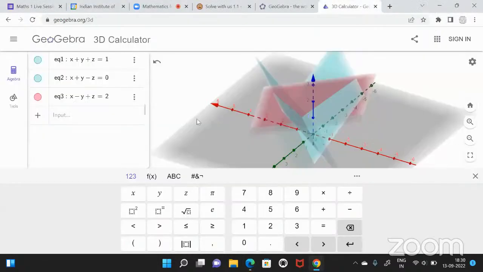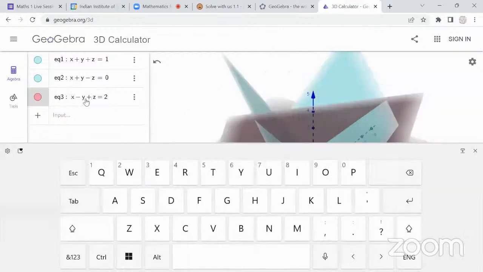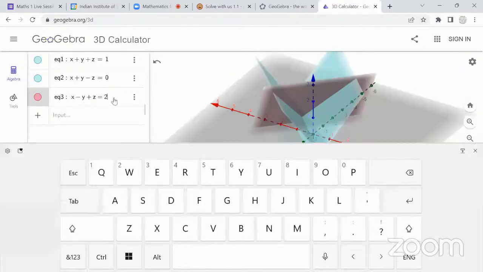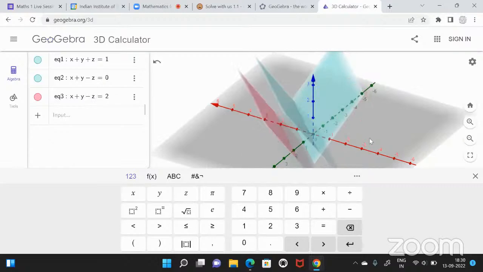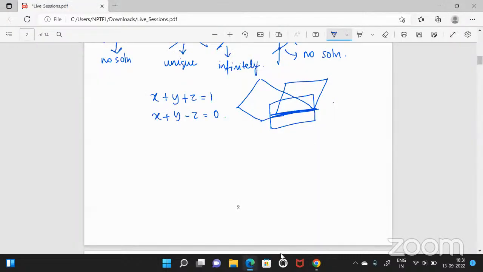We saw examples where that was not happening, no? If I change this to minus, I gave an example where they were not intersecting at all, no? Also, these two planes can be the same. Like I write the same equation. I have three equations, out of which two of them represent the same equation. Then also I have a line of intersection, right? Okay, ma'am. Thank you.